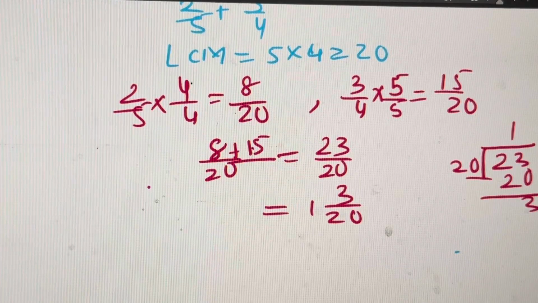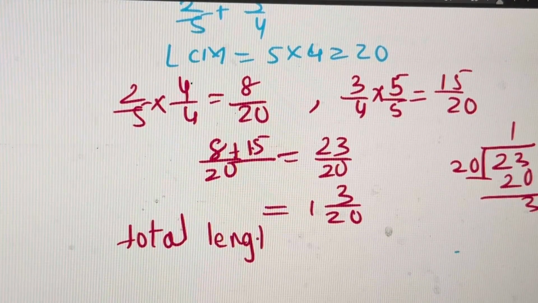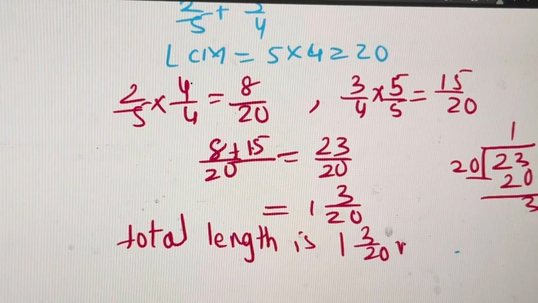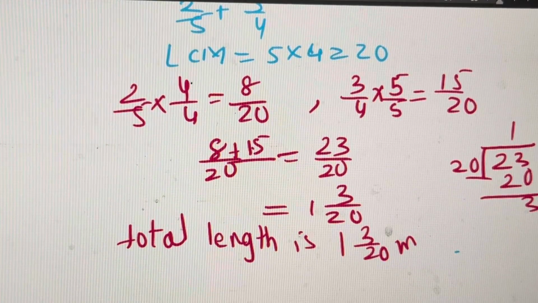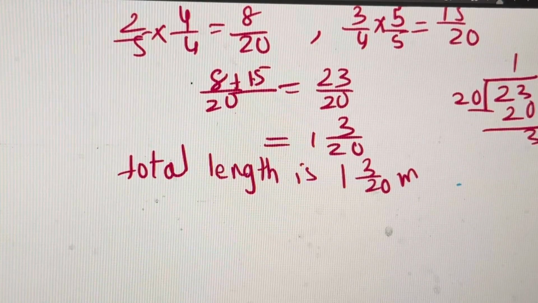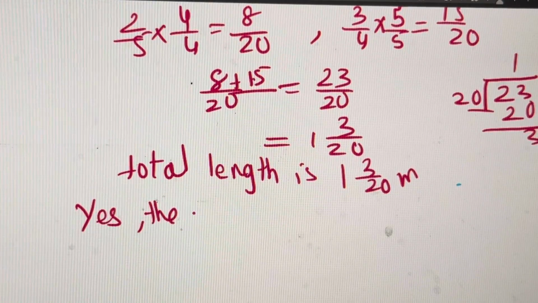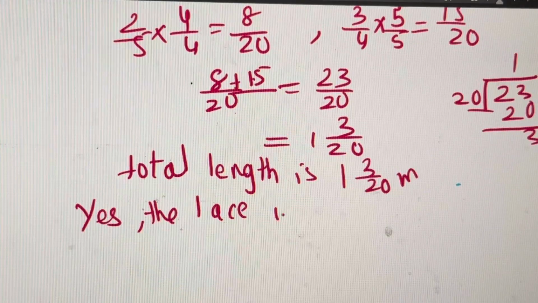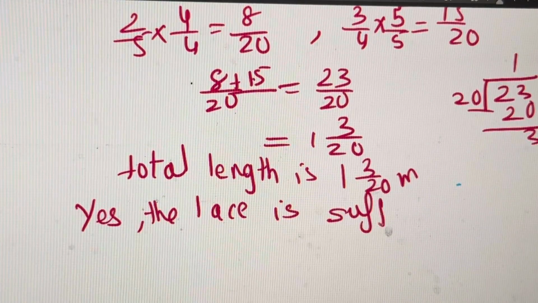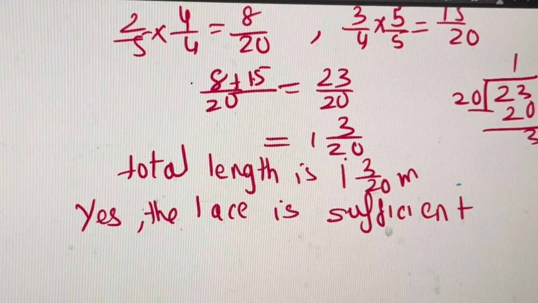Right? What was the question asked? So the total length. So you can write that the total length is 1 whole 3 upon 20 meters. And there was one more question. Always write separate statements for the two questions. Will the lace be sufficient to cover the whole border? So you can write yes, the lace is sufficient. How you decided that? Looking at the whole part. Whole part is 1, which represents 1 meter.